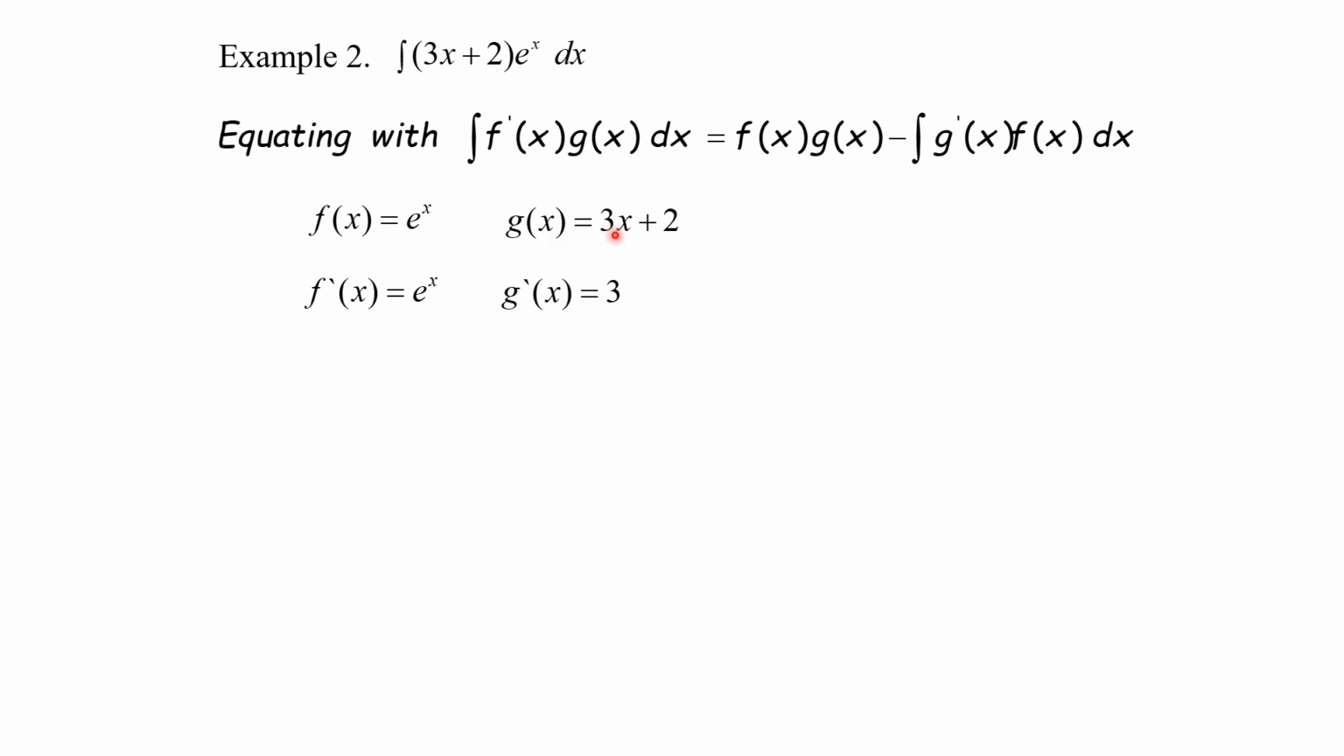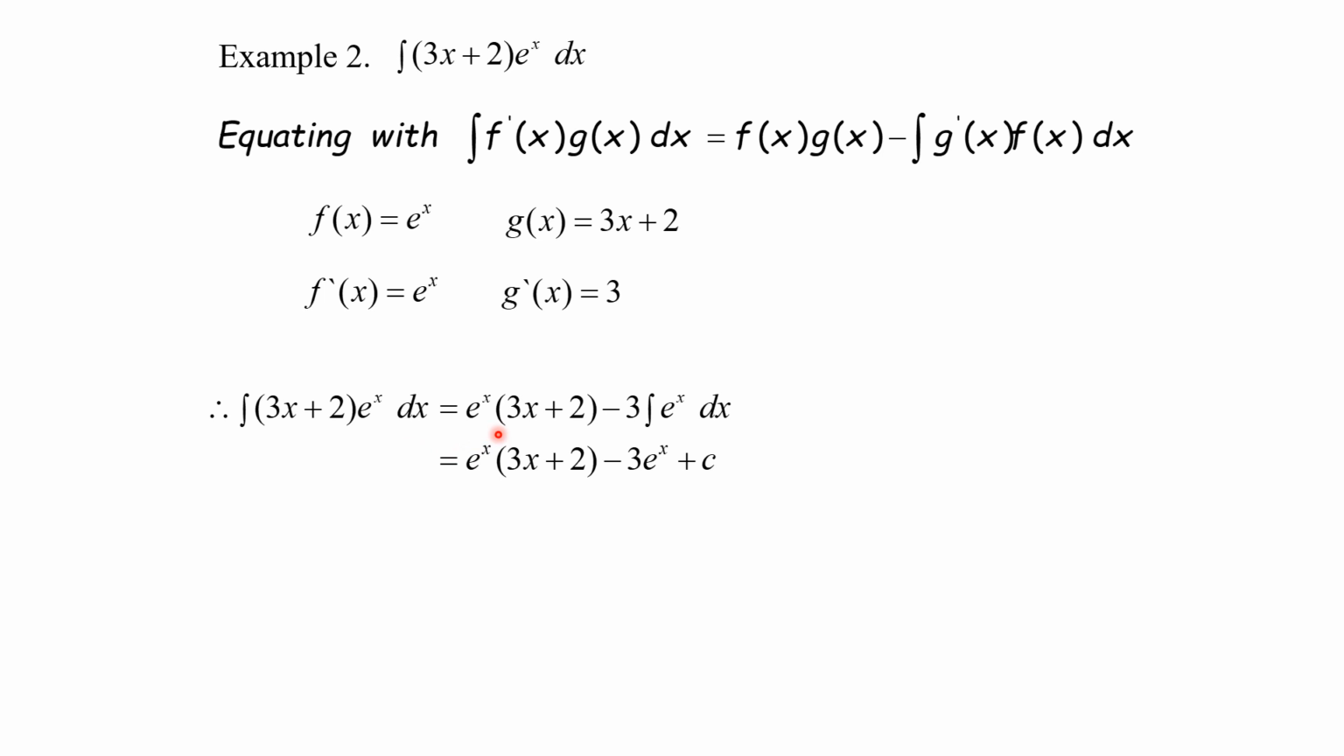And if we take g x as 3x plus 2, then definitely f prime x will be e to the power of x, and integrating f prime x, which is e to the power of x, will give you e to the power of x again. So after we identify our f prime x, g x, and then identify our g prime x and f x accordingly, our next step would be to substitute these four functions on the right hand side of the equation.